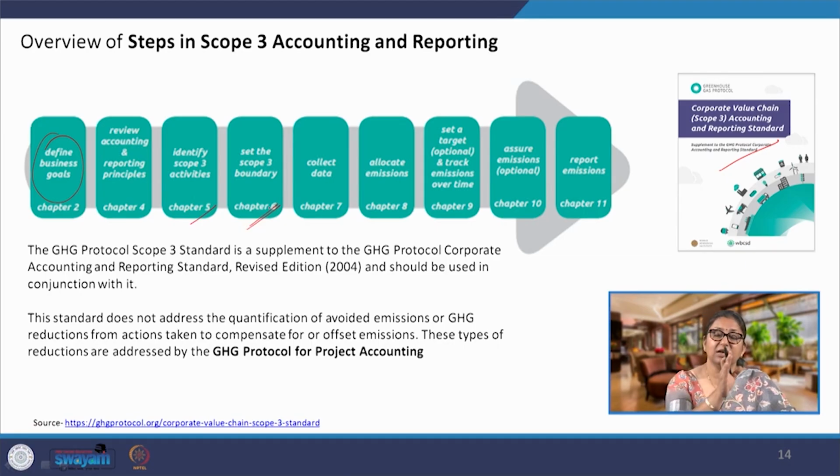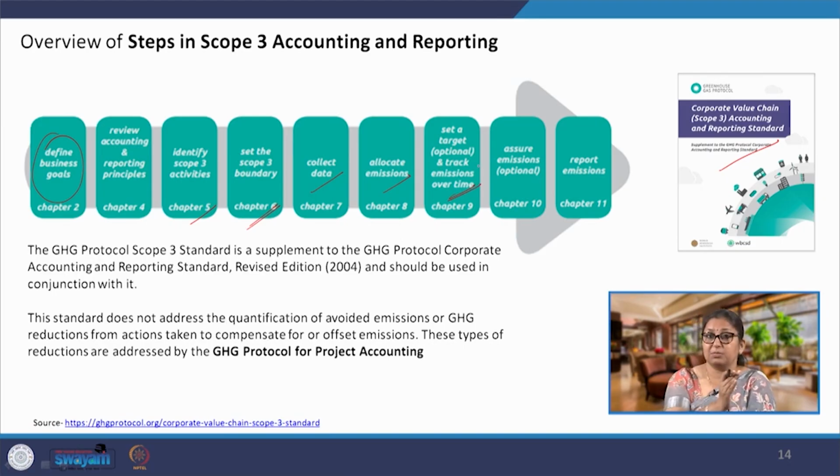Before that we are defining the business goals, because the scope 3 activities will actually depend upon the goals of the business. What all we take into account in our scope 3 will depend upon the business goals. Not all activities can be encompassed, because at the end of the day every business will probably be affecting hundreds of activities and businesses across, but all of them cannot be accounted for. Post that, more or less it is a similar process where we collect the data, we allocate emissions, we might be setting a target or not, it is not necessary, but we actually track the emissions.